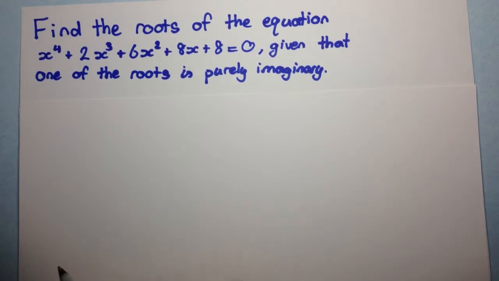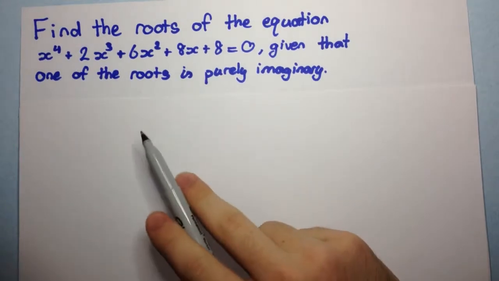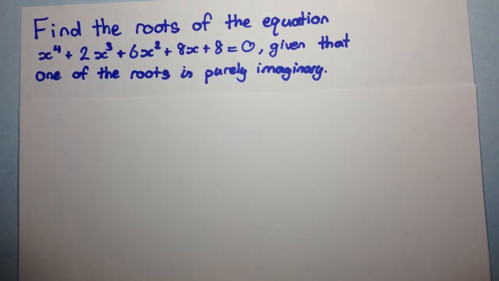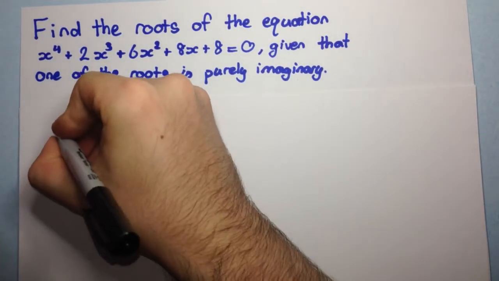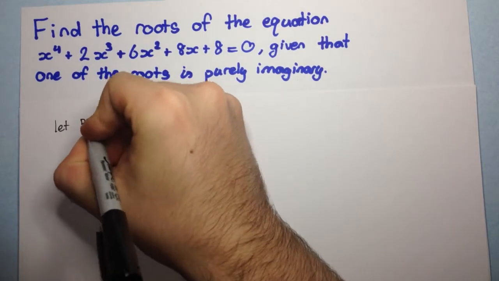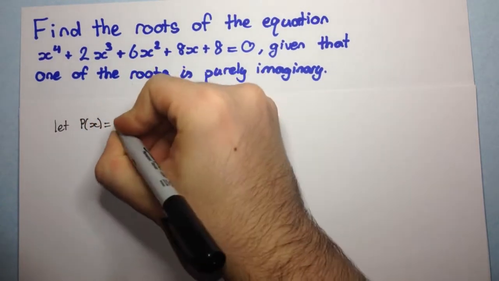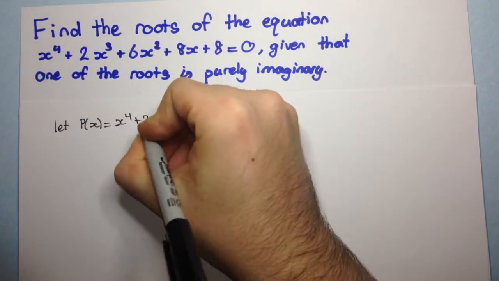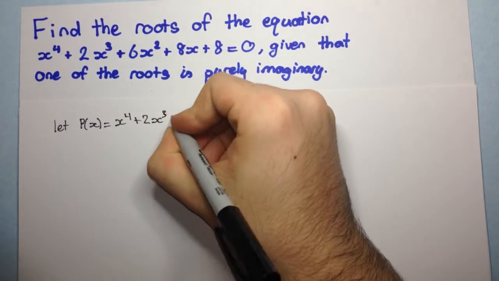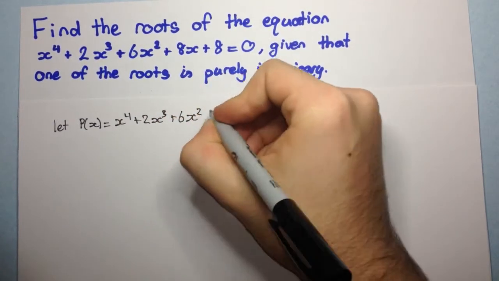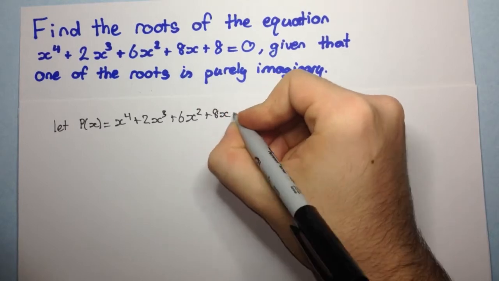Okay, the question says, find the roots of the equation x to the power 4 plus 2x cubed plus 6x squared plus 8x plus 8 equals 0, given that one of the roots is purely imaginary. So start off by saying let p of x equal x to the 4 plus 2x cubed plus 6x squared plus 8x plus 8.